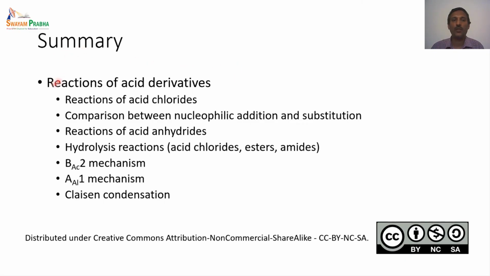Let us recap what we have studied so far. We have studied the reactions of various acid derivatives, mainly the reactions of acid chlorides. We also did the comparison between nucleophilic addition and substitution reactions, why aldehydes and ketones undergo nucleophilic addition reactions whereas acids and their derivatives undergo nucleophilic substitution reactions. We have also studied the reactions of anhydrides and the various hydrolysis reactions of acid chlorides, esters and amides. We also have studied the BAC2 mechanism and the AAL1 mechanism. We have also finally studied the Claisen condensation reaction for the preparation of beta ketoesters.